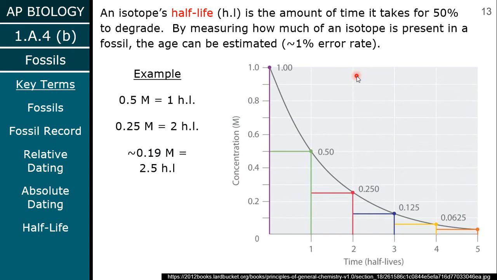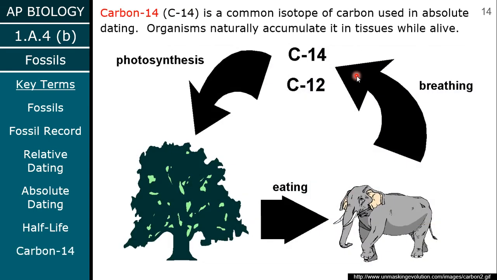Okay? And your book will talk a little bit about an isotope's half-life, which is basically how long it takes for half of the sample to degrade. You don't need to be able to do very many calculations with this. We might do one or two just as practice, but it's really beyond the scope of AP biology.